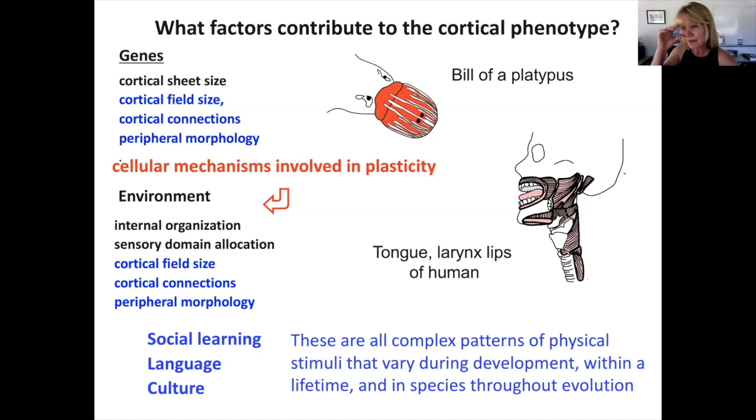So the love of a mother is temperature, it's touch, it's cadence of a voice. All of those complex behaviors, human behaviors, in some ways I think we can break them down and say, if they vary during the course of development, then your brain's going to change during the course of development. And it can change in ways that I just showed you from my animal experiments.